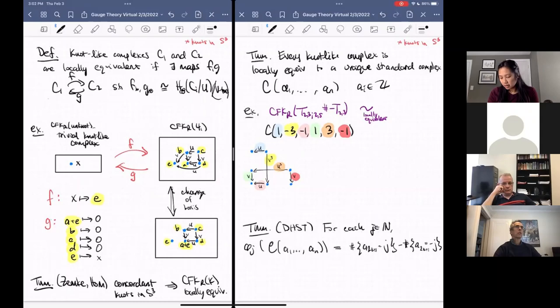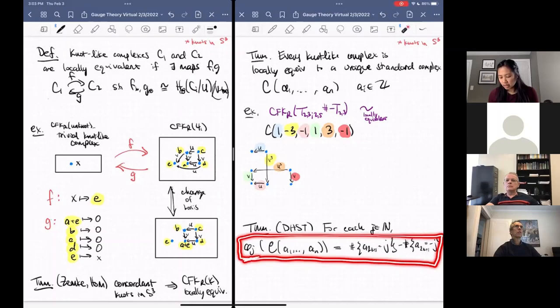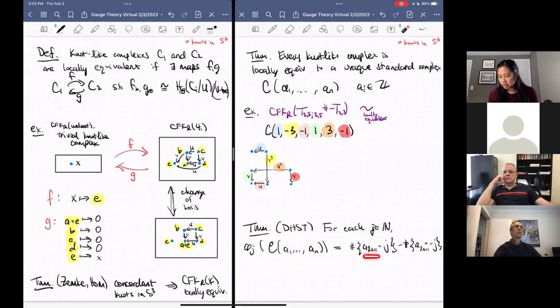And so we can define a family of homomorphisms to the integers by taking a knot-like complex, which is a standard complex, and doing a signed count of the number of times that some integer appears in that sequence of parameters. So that's how the phi j homomorphisms are defined. Phi j is a signed count of the number of times that j appears in the sequence of parameters, where I'm only looking at the odd parameters in the standard complex for symmetry reasons. And the theorem that we prove is that the phi j's give us concordance homomorphisms from the concordance group to the integers.